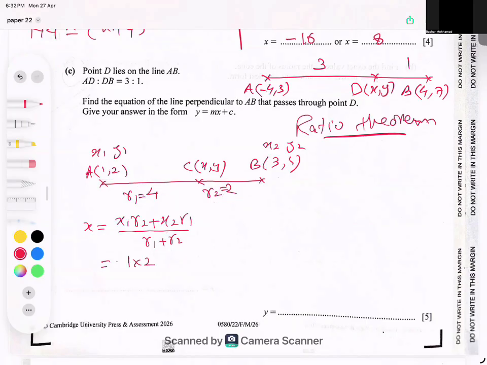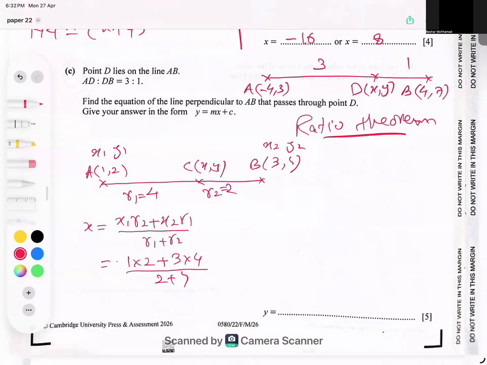And plus, that 3 times 2, 4. I'm applying 3 times 2, 4. And divided by the sum of ratios. Sum of ratios means 2 plus 4. And I'm getting here 2 plus 4. And question over. Same rule will apply for the y coordinate.